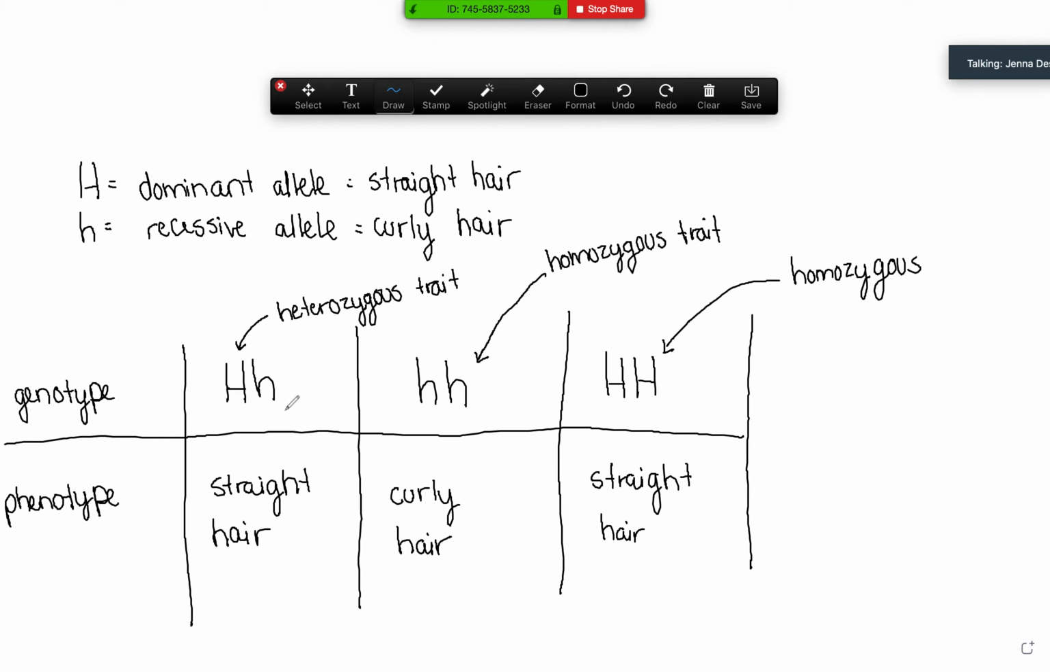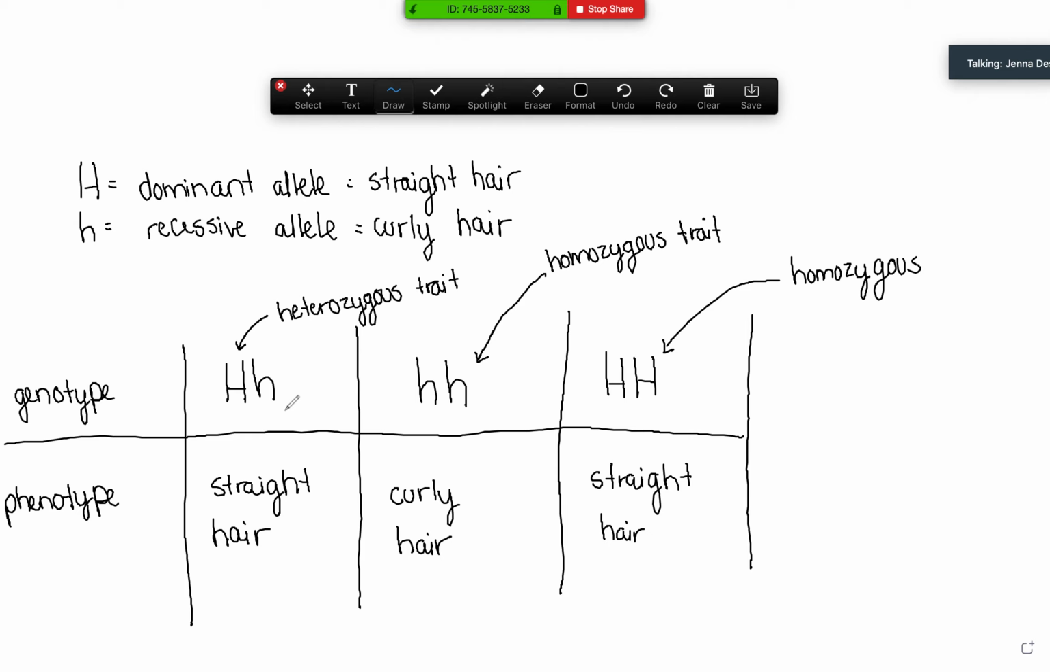So this was just one example of a trait that could be passed on from generation to generation. Like I said earlier, I'm not exactly sure that this is how hair inheritance works. I'm pretty sure it's not. It's probably a lot more complicated than that, but just an example that I wanted to go over with you guys.